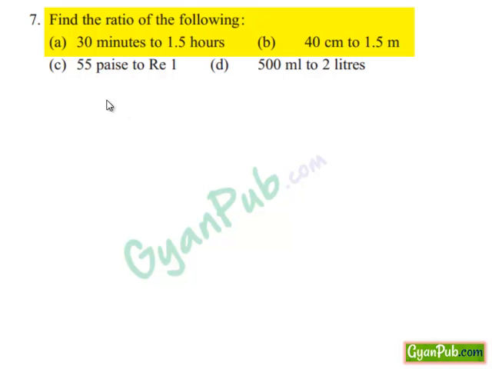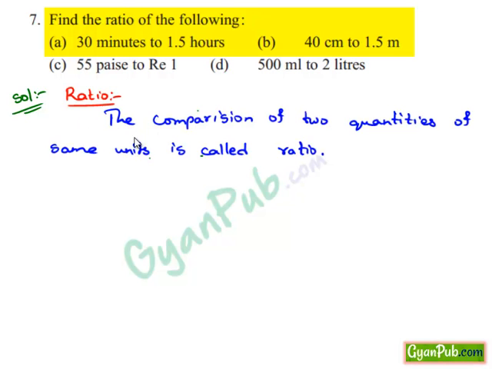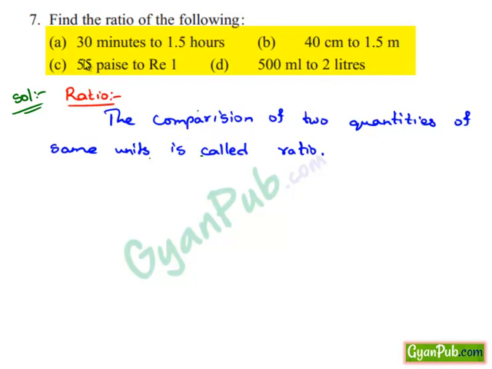Moving on to the seventh question, find the ratio of the following. Let's do the solution. First, we should know what is meant by ratio. Ratio, the comparison of two quantities of same units, is called ratio. Here we can observe that in each bit the two quantities given are not in same units. So first let us convert them into same units and then find the ratio.